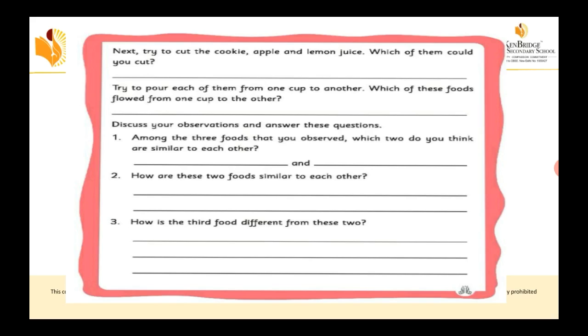So for example, the cookie and apple are similar to each other because both are hard. How is the third food different from these two? So you are having two similar foods, but the other food is not similar. So you have to write why the food is different from these two foods. Okay, children?